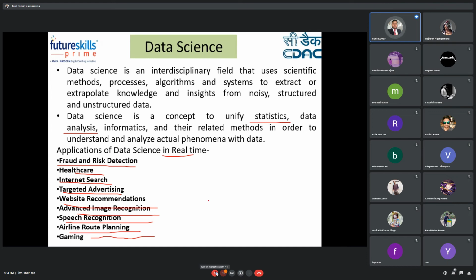In route planning, you can say GPS is also an example. In real time, you use GPS. Suppose you have to travel to a place and you don't know the route to that place. By using GPS, you can travel. So all these are the applications of data science in real time.